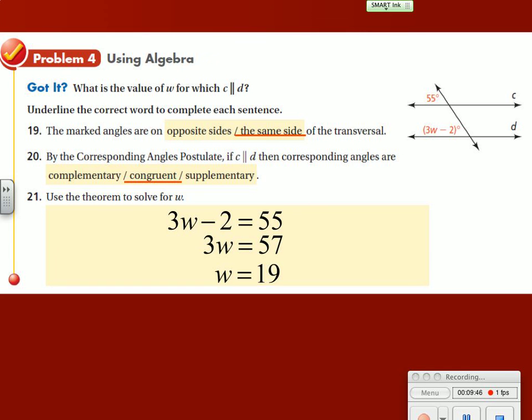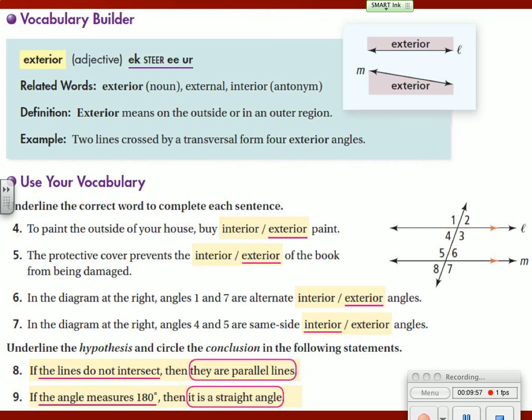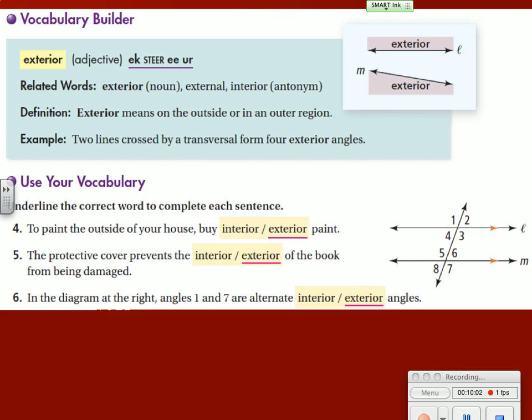So here are the answers to the review. You're probably going to have to hit the pause button because I'm going to go pretty fast. I want to be under 10 minutes. There's the answer to the vocabulary builder. Darn, I'm not going to make 10 minutes. Here are your lesson check answers.